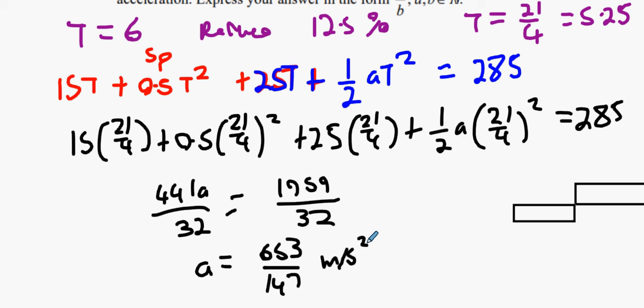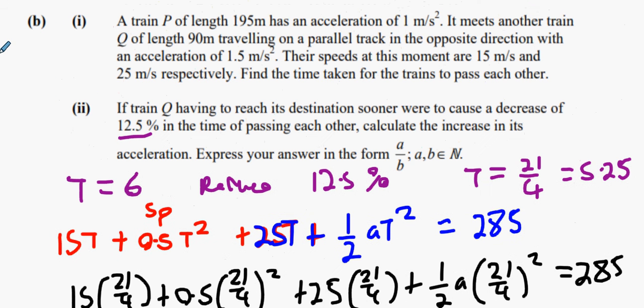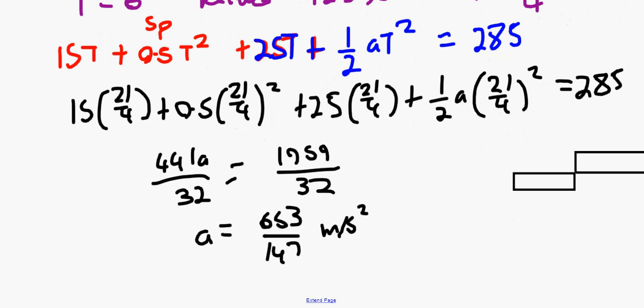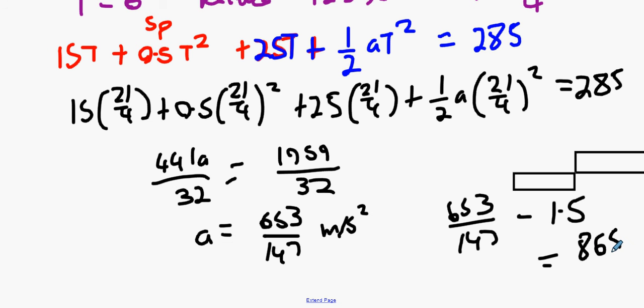Here's the 2 different answers. It's your old answer. What's the old answer again? It was 1.5, wasn't it? The old answer was 1.5. So if you did 653/147, take away 1.5, what's that equal? Did you do that? What did you get for that? If you can. 865/294. Yeah, if you did 865 over 294, if you got that, my bad. You can give yourself full marks for that.